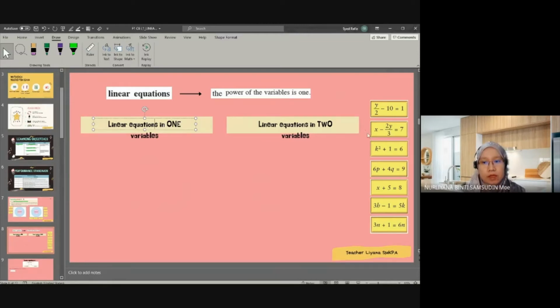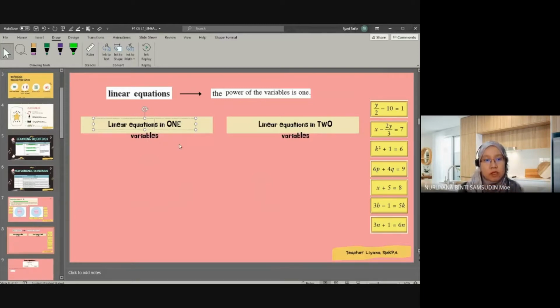These are the examples given, the same examples as the previous page. As long as the variable is an alphabet, the x, y, p, q, k, h, n, m, it can be any alphabet. The power of the variables is 1 only. That is a linear equation. If the power is more than 1, like 2, 3, 4, 5, that is not a linear equation anymore.